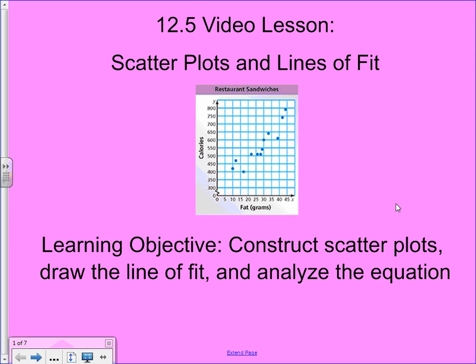Welcome to video lesson 12.5 on scatter plots and lines of fit. So in today's lesson, you're going to construct scatter plots, draw the line of fit, and then analyze that equation.